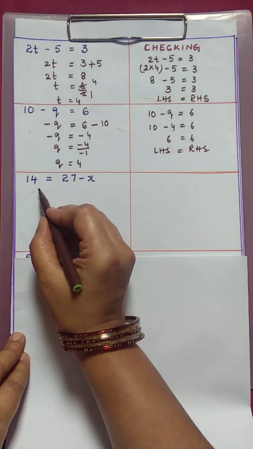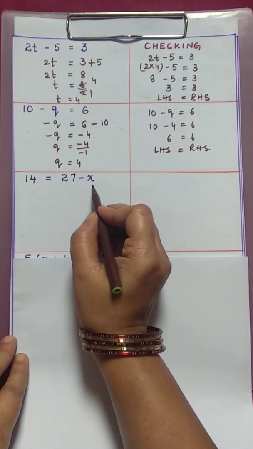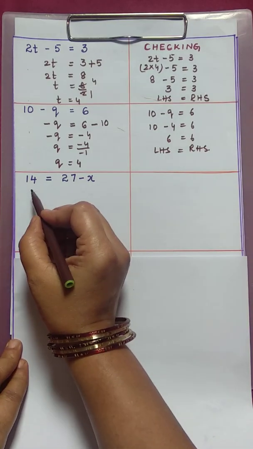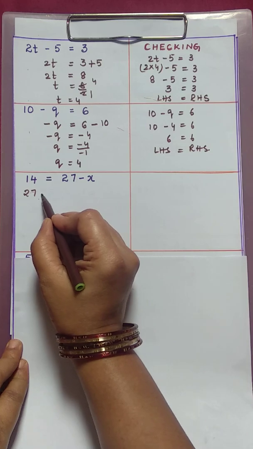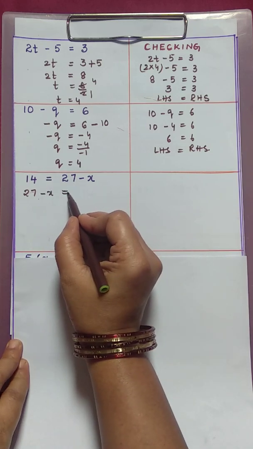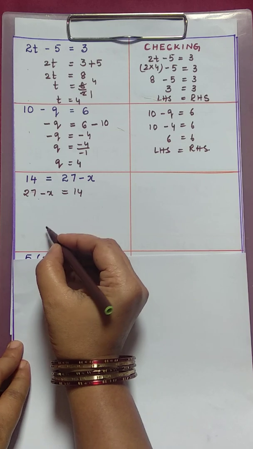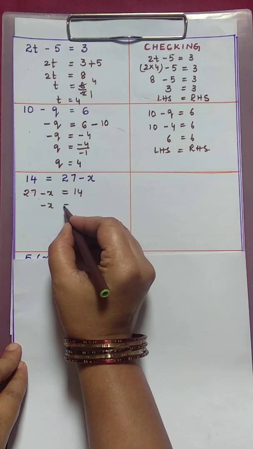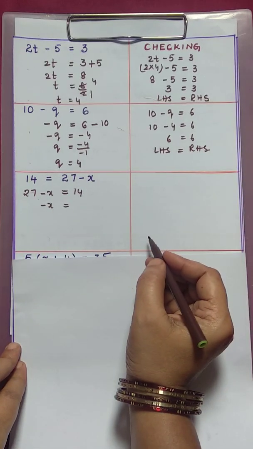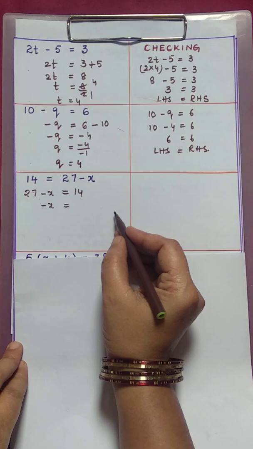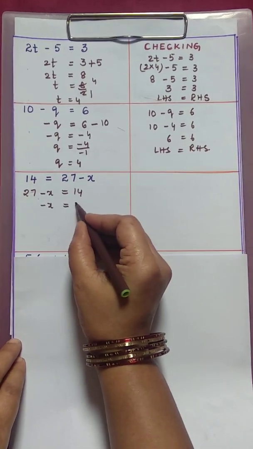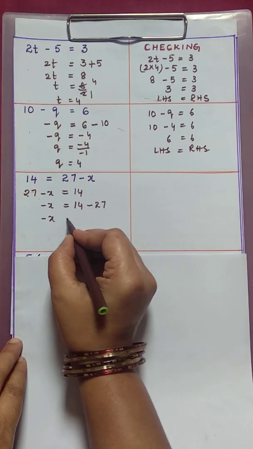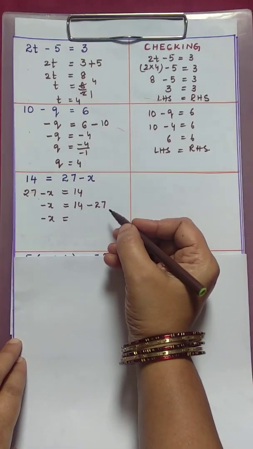Now here 14 equal to 27 minus x. Now here variable is on the right hand side. Now let us interchange LHS and RHS. 27 minus x, which is equal to 14. Now here leave the variable term on the left hand side. Minus x, which is equal to, now this is plus 27. When we transpose plus 27 to right side, it becomes minus 27. So minus x is equal to 14 minus 27.